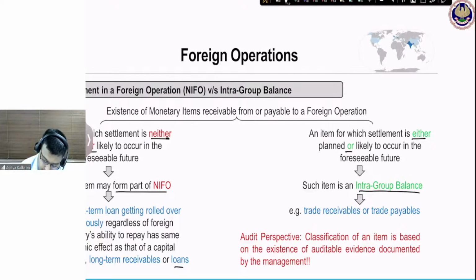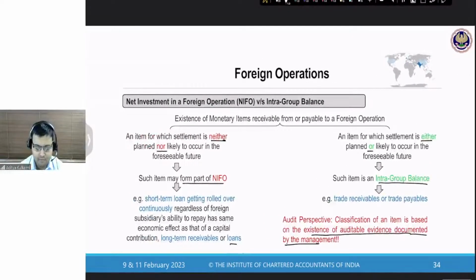So that will be based on the existence of auditable evidence documented by the management. Okay, I can only rely on the documented evidence. It's a very difficult area for us to audit. Okay, so we had a similar issue when we studied lease contracts, if you remember, where we have to evaluate whether the transaction contains a lease or not.